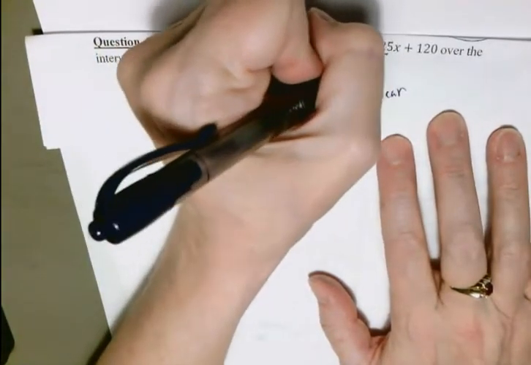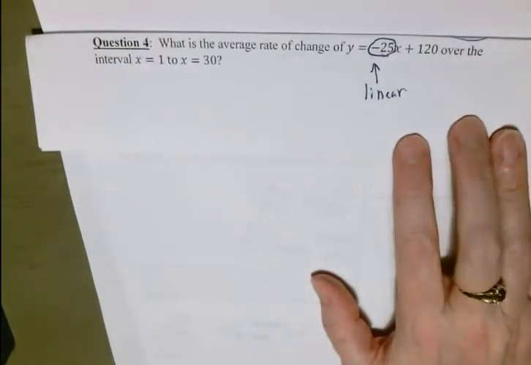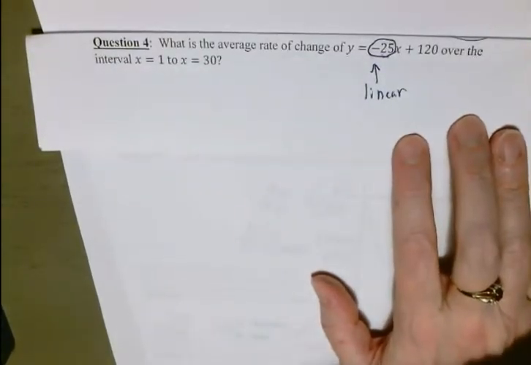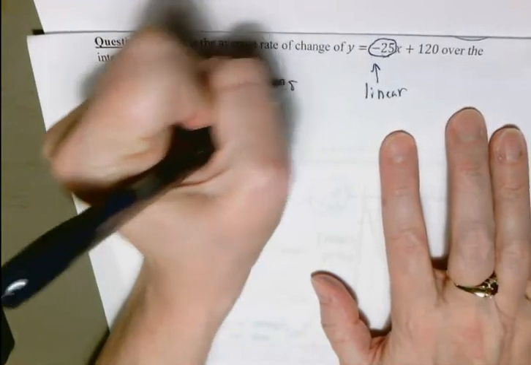And since it is linear, the slope never changes. So the average rate of change of all linear functions is constant. This function has an average rate of change of negative 25. So the answer is negative 25.